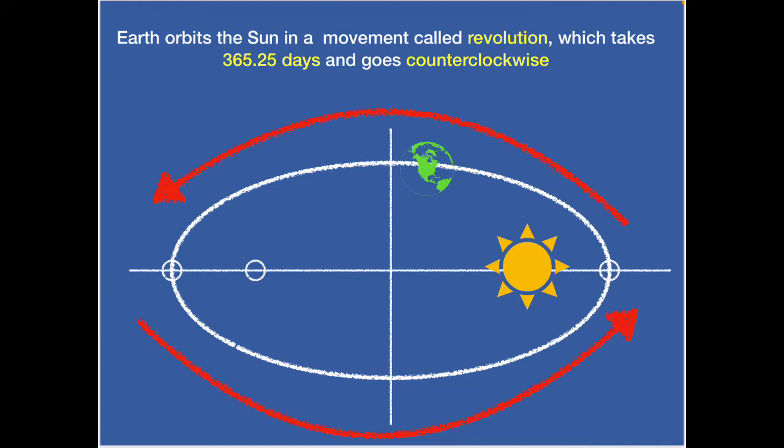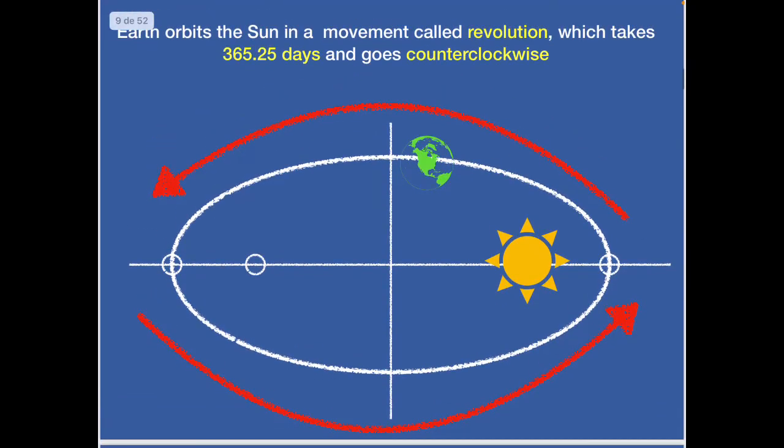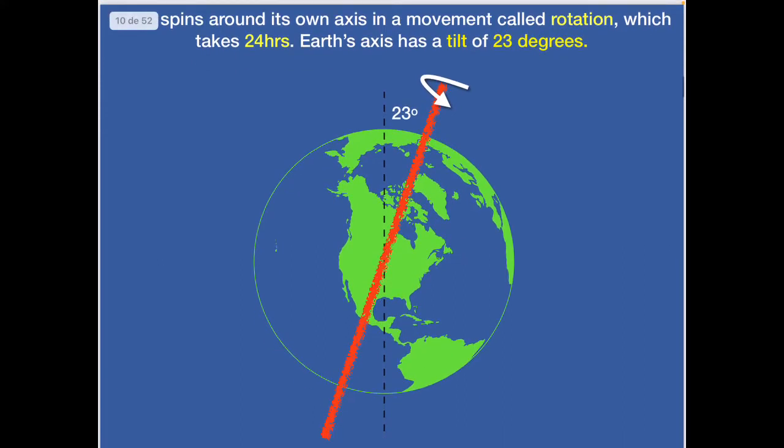And well, this revolution movement lasts 365 days with a quarter over there, right? That is why we have these years in which we have one more day. Then we have the rotation, the movement of the Earth called rotation, which is the movement in which the Earth is spinning around its own axis. And this process, of course, takes 24 hours, right? That is our day. The division between the day and the night lasts 24 hours, right?